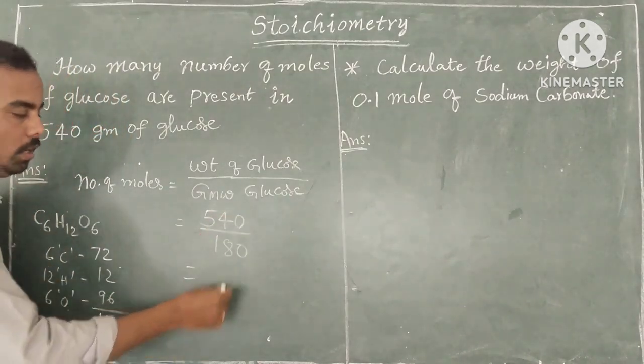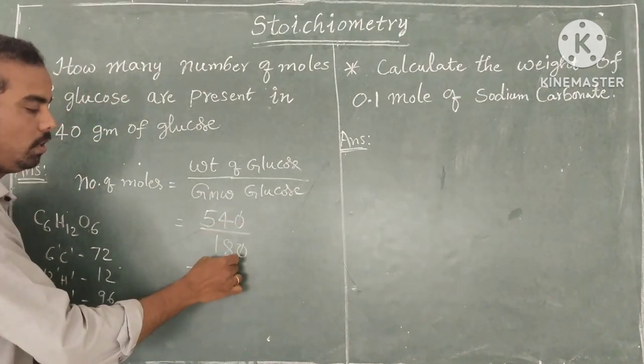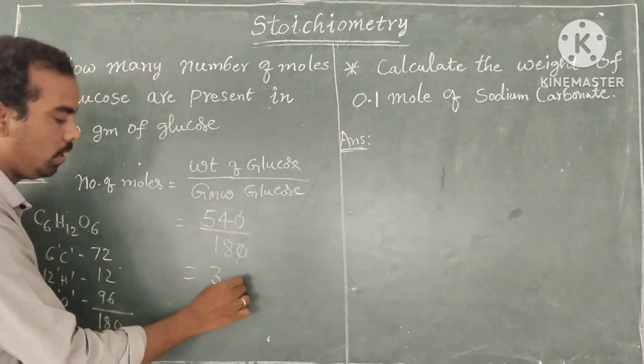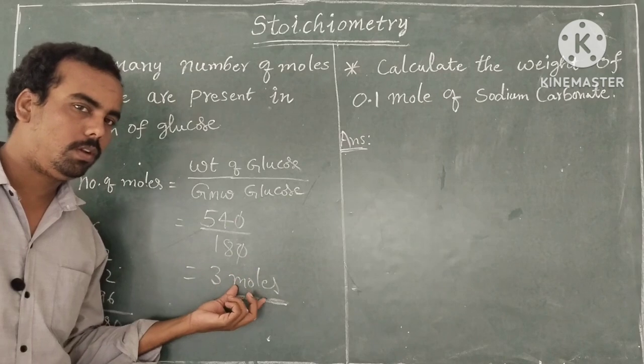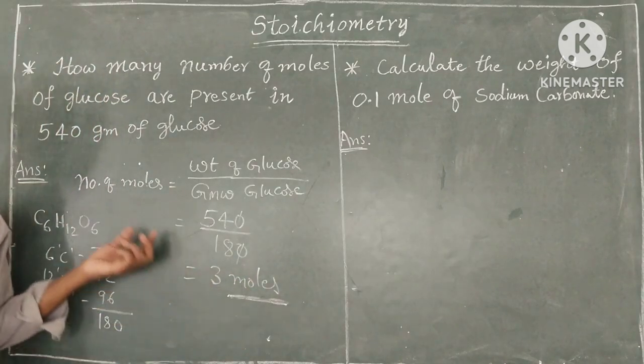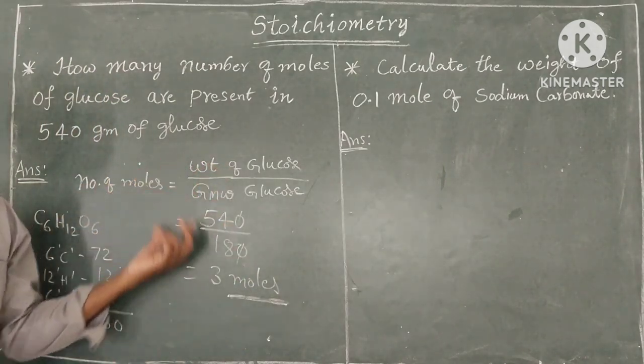So 540 by 180, the 0 cancels. 18 into 54, 3 times. So the answer is 3 moles. You should write units. If there are no units, you lose 1 mark or half a mark. So formula 1 mark, answer 1 mark. So 2 marks, very important.